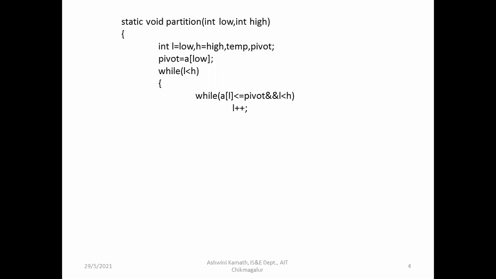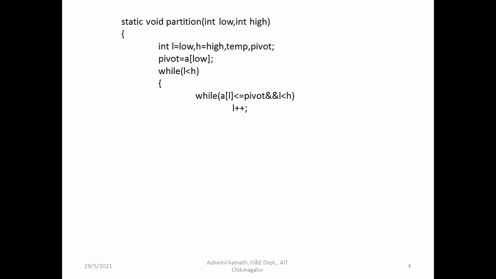And another condition is L must be less than H. You should not go beyond the other half. That's why L must be less than H. It is giving you the boundary. The second condition is giving you the boundary not to exceed the positions.